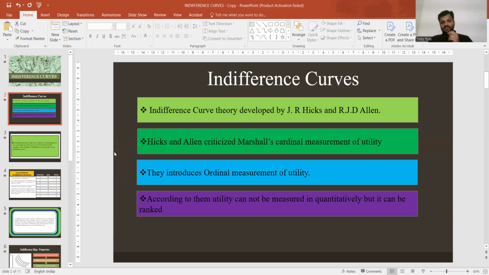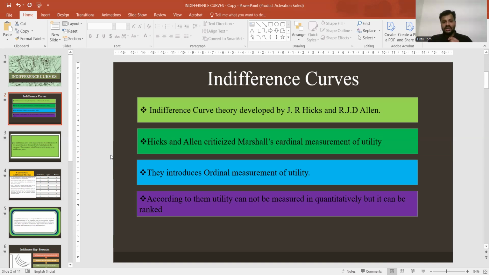So the indifference curve was formulated or developed by J.R. Hicks and R.J.D. Allen. When we look upon the cardinal approach, we conveyed that we are measuring the satisfaction in terms of cardinal numbers. That's what we have conveyed. But when we look upon reality, as you all know, it is not possible to measure the satisfaction in terms of cardinal numbers. Instead, we can convey the satisfaction in terms of ranks or in order.